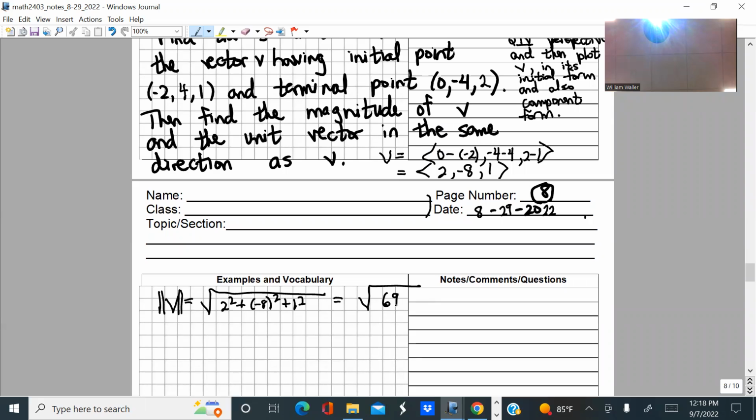Which is not a prime number, but you're not going to be able to simplify the square root of 69 by hand. That's 3 times 23, and 23 is a prime number. So I just have to leave it like that unless you want a decimal approximation.